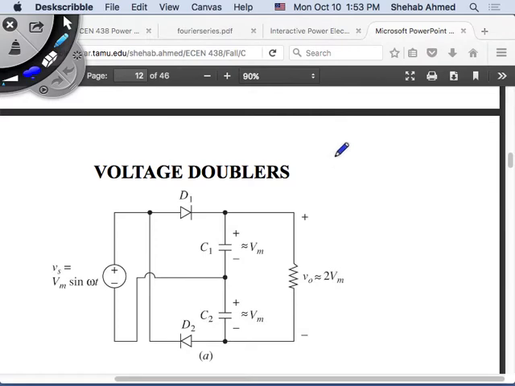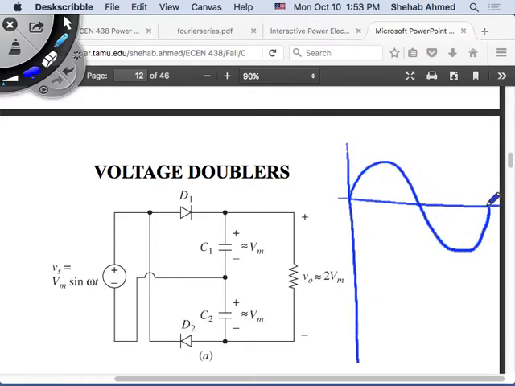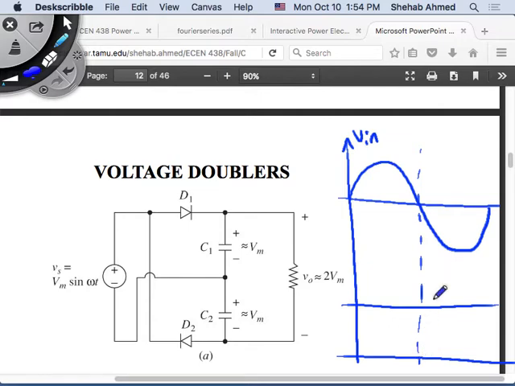Two capacitors, both charged to the end. So this is my V input. What's happening in the circuit? Yes, Mariam, you were talking. It's a full wave rectifier, but during each half cycle, one capacitor is charged, and then the next one is charged.